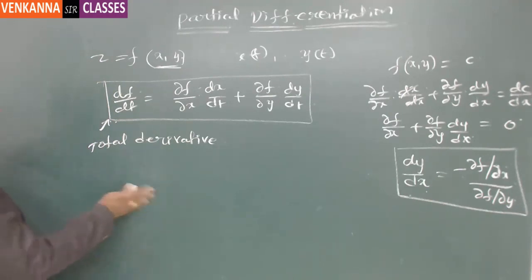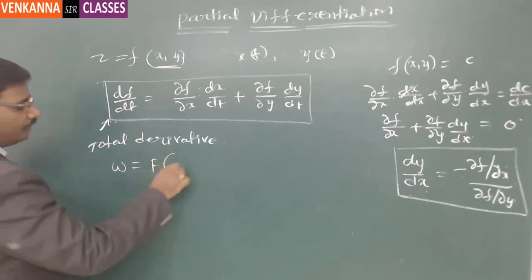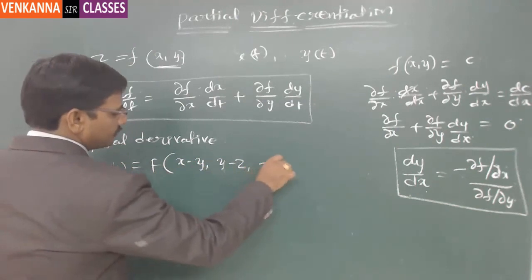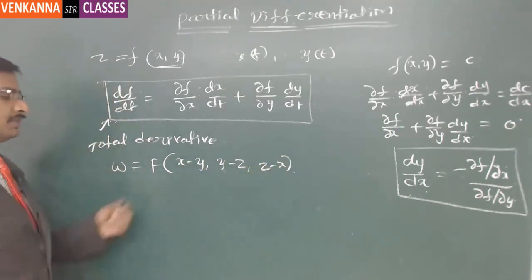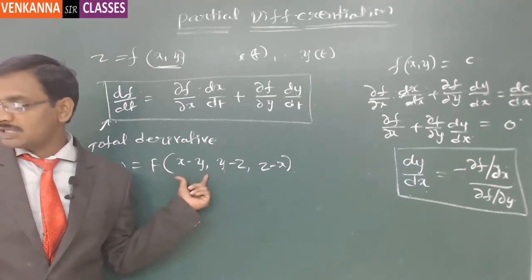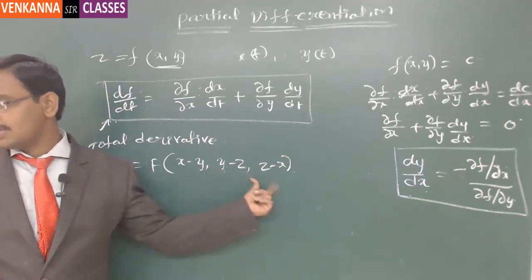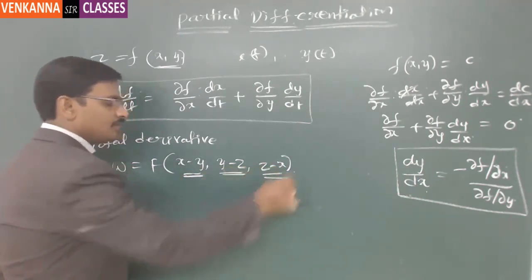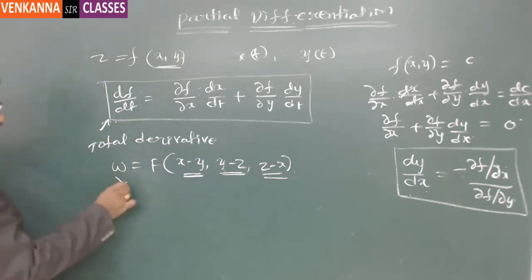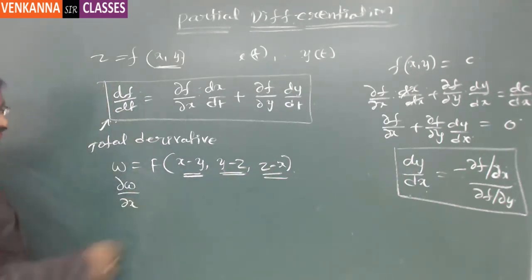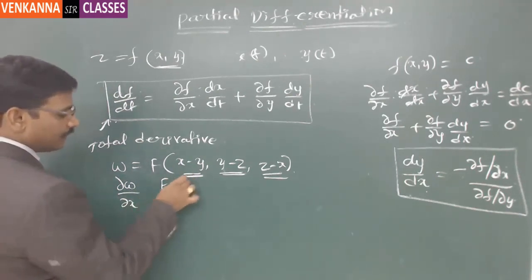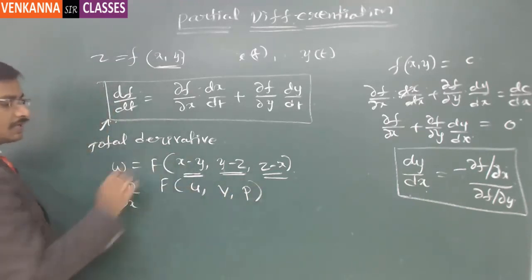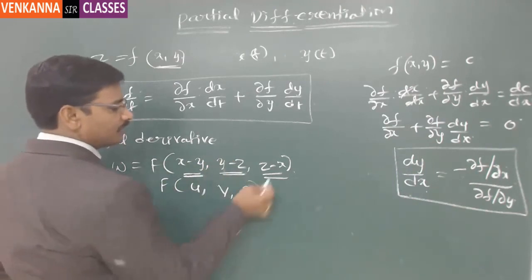Suppose I have the function w equals f of x minus y comma y minus z comma z minus x. So here the function is defined with the variables x minus y, y minus z and z minus x. It's not f of x comma y comma z. So this is a little bit complex function. For that, if you want to do the partial derivative, that is dou w by dou x, here what you can identify is f may be a function of u comma v comma p, let us say, where u is equal to x minus y, v is equal to y minus z and p is equal to z minus x.